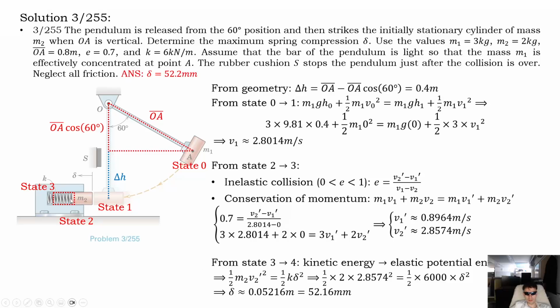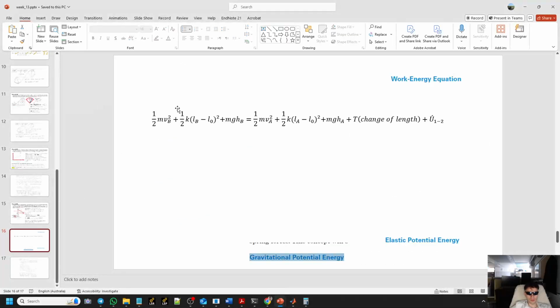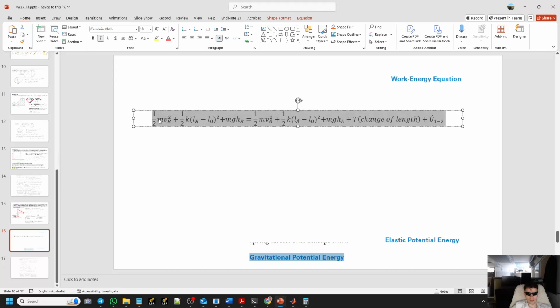And before, actually, from state 2, which is after impact, we need to put half M2 V prime 2 squared. We have everything. We will find delta, which is this number, 52.2. Again, I will explain. So we have this. Let us see what we have.